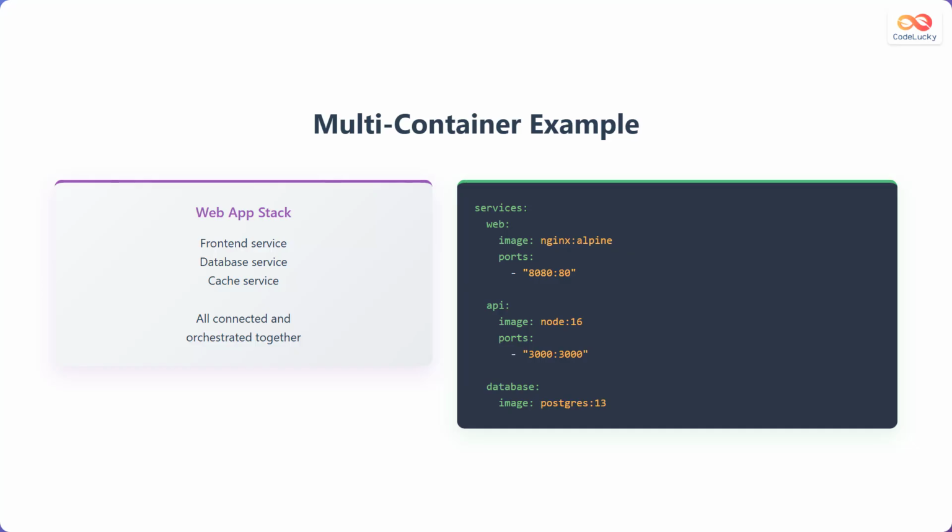Here is an example of a multi-container application, a web app stack. It has a front-end service, a database service, and a cache service, all connected and orchestrated together. Services: web, image nginx:alpine, ports 8080:80. API, image node:16, ports 3000:3000. Database, image postgres:13.